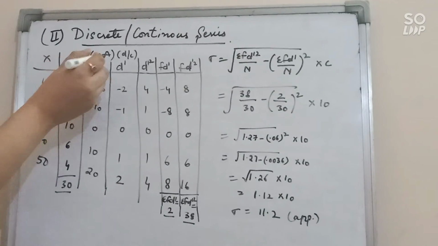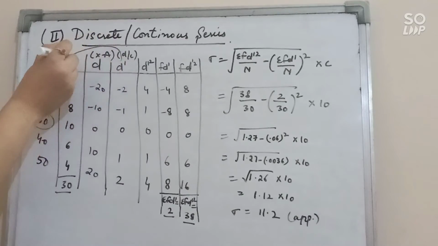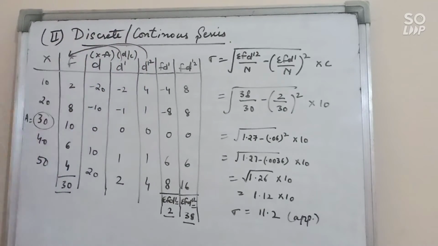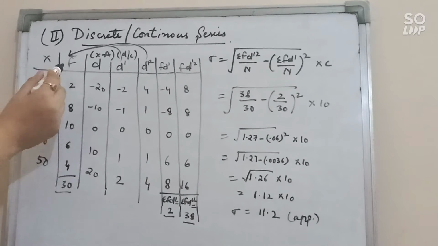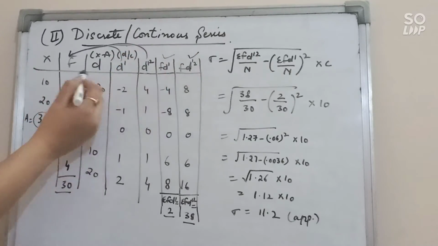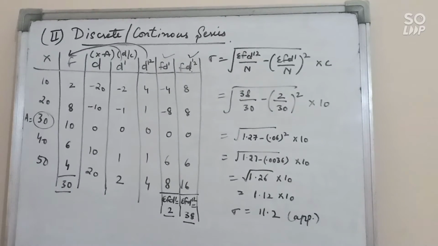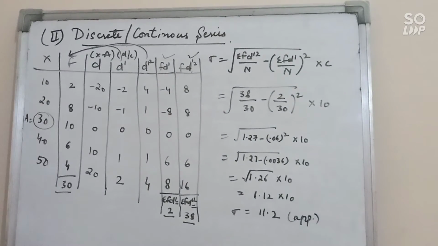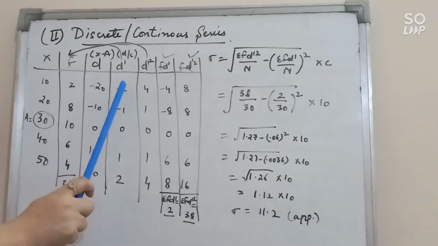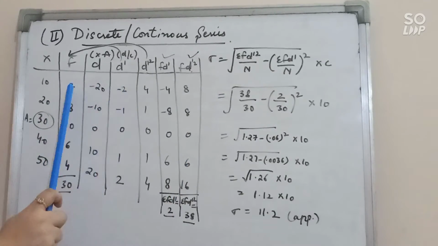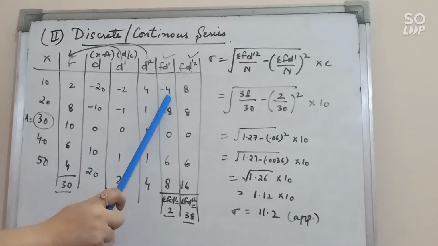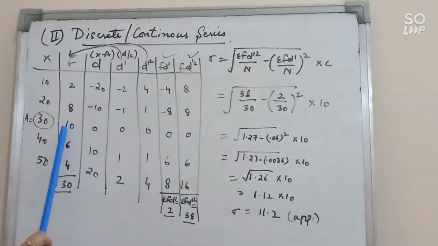Now what will you do? You will multiply these two columns, that is d dash and d dash square, with the frequency column. The frequency is given. So we have two more columns, that is f d dash and f d dash square. So let's see f d dash. Please be careful while calculating because we have so many columns. So f and d dash, these two columns we need to multiply. So 2 into minus 2 we have minus 4, 8 into minus 1 minus 8, 10 into 0, 0, 6 into 1, 6, 4 into 2, 8. So f d dash we have calculated, and the total of this column is 2.